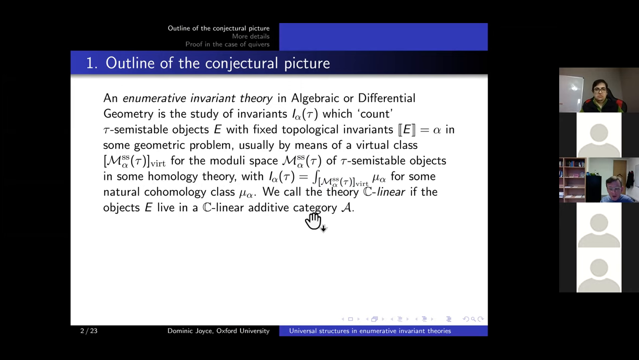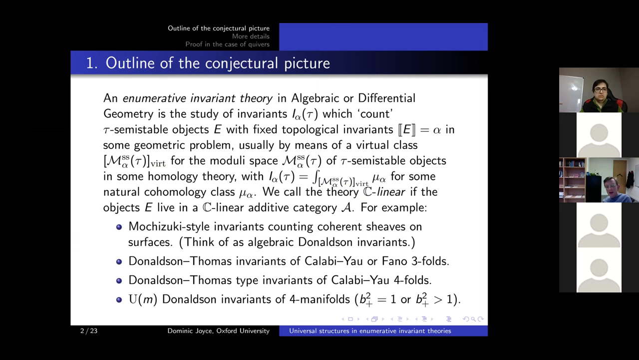Dominic, do you allow internal symmetries of your objects, where your semistables do not have automorphisms? Yes, definitely. That's one of the big things I've got to say: my theory will tell you how to count semistables. But being an additive category excludes things like Gromov-Witten invariants, where curves in some space, it's not natural to add them up under direct sums and things like that.